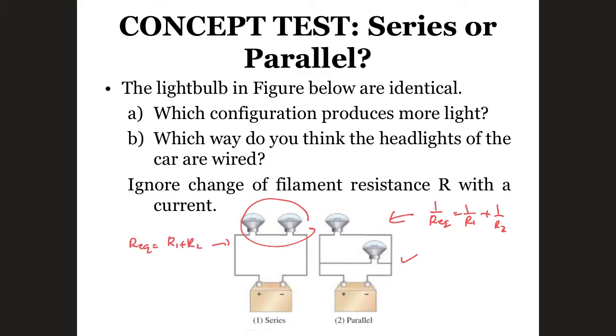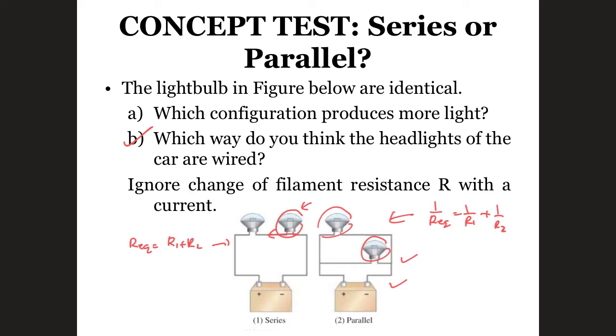Okay, and which way do you think the headlights of the car are wired? So definitely it's going to be parallel. The reason is that if one of the light bulbs is broken, there's still current flow to the other light bulb, and that's the reason why the headlights are connected in parallel. But if, for example, you connected them in series and one light bulb is turned off or broken, there's no current flow to the next one, because this is what we call an open circuit, which means that the current cannot pass through to the next one.